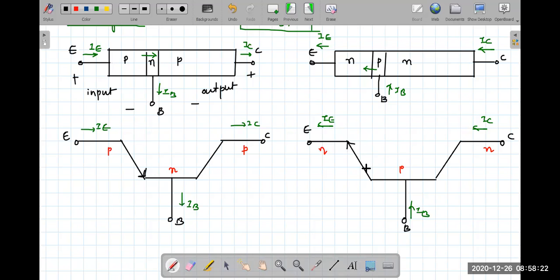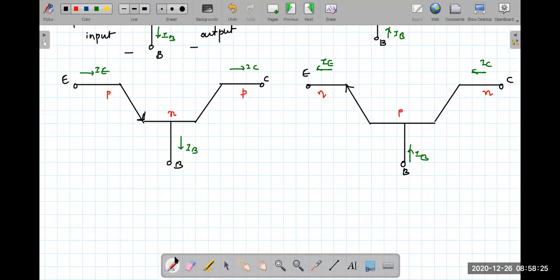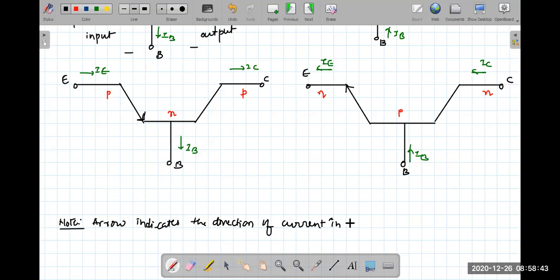Note: the arrow indicates the direction of current in the base emitter or emitter base junction. It indicates the direction of current in the emitter base junction. Got the logic? Any confusion?